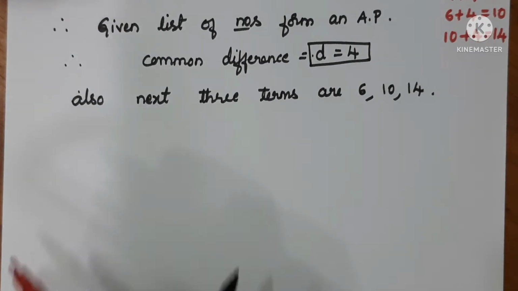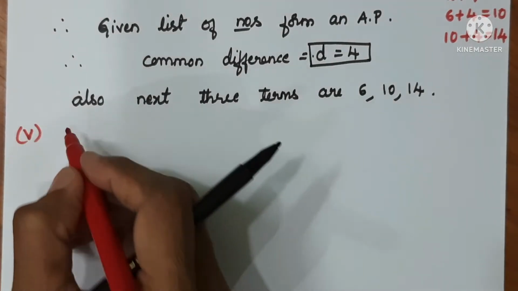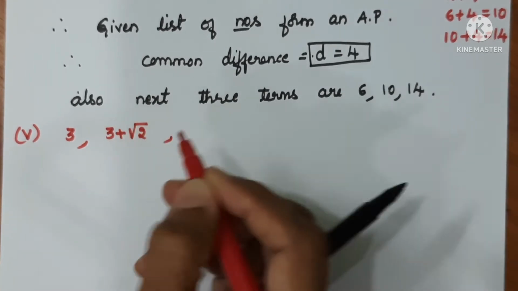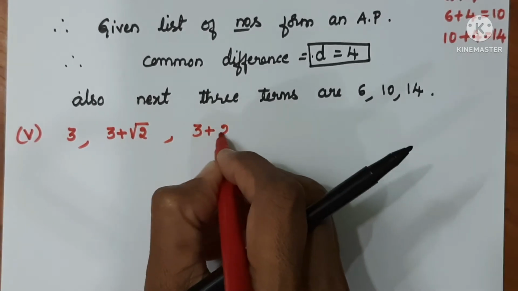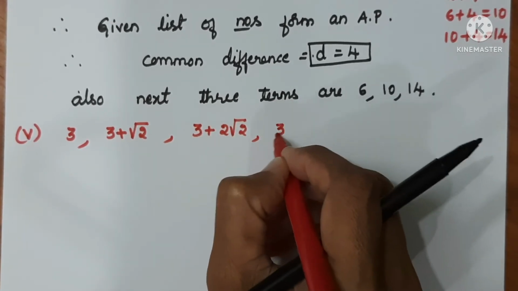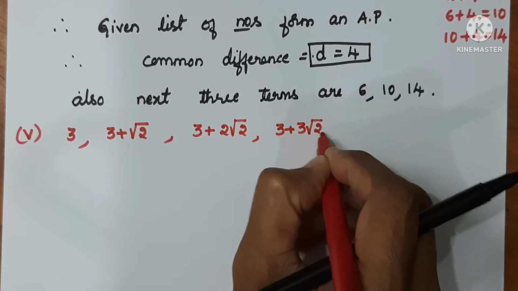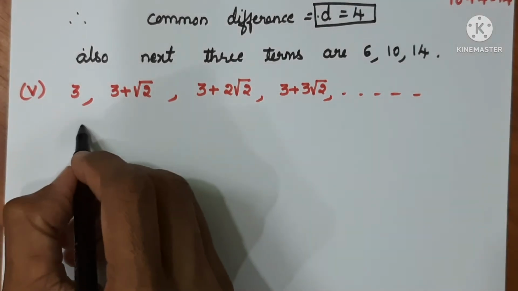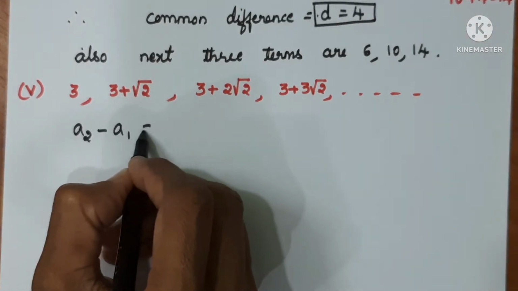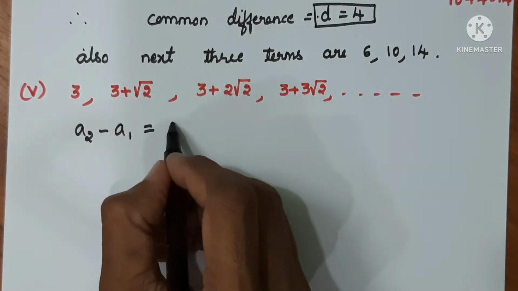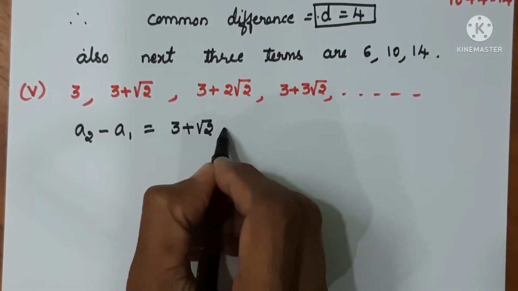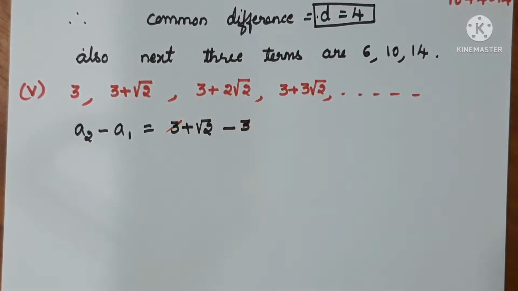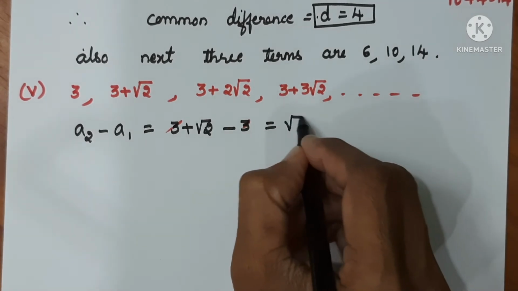Now let us see the fifth one. Fifth list of numbers is 3, 3 plus root 2, 3 plus 2 root 2, 3 plus 3 root 2, etc. First, let us find the difference. A2 minus A1. Here, second term is 3 plus root 2 minus first term is 3. Here, plus 3 and minus 3 will get cancelled. The remaining number is root 2.